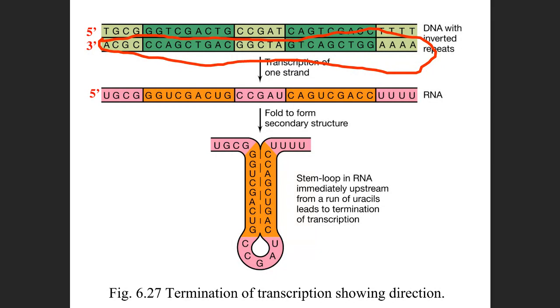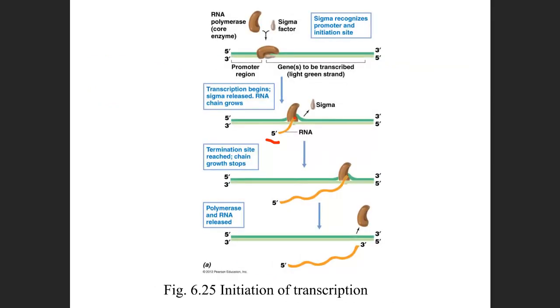So now we're back to here, the whole process. So you have transcription that starts and then ends. Wait, how does the RNA polymerase know where the end is? If you read the DNA, will you be able to figure out where you're supposed to stop?